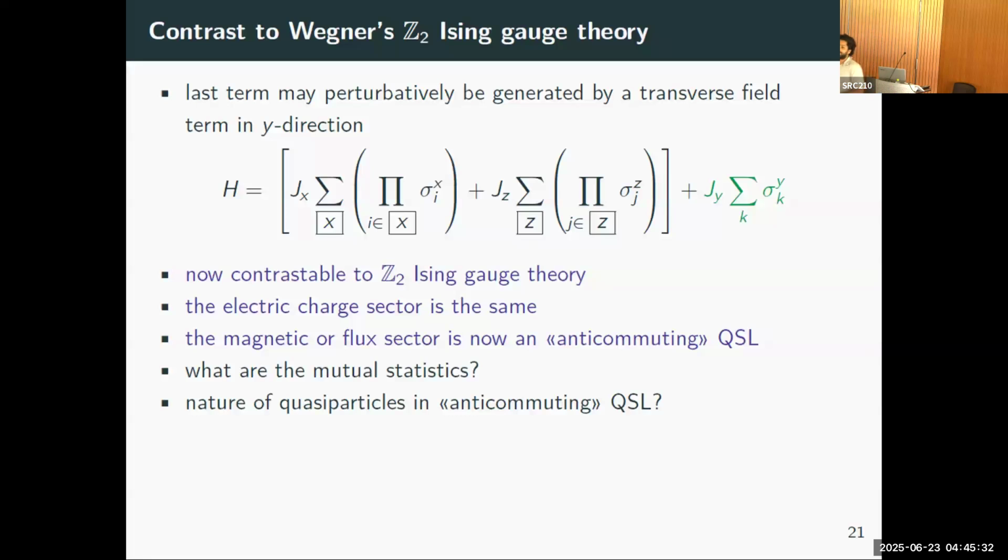Of course, now you can naturally ask what are the mutual statistics, just like we do in Kitaev toric code. And this is not clear. Of course, I can see this mapping to the Jordan-Wigner model and so on, but how to think about the quasi-particles in these anti-commuting spin liquids in terms of the underlying spin variables is, at least in my head, not fully clear. And so I don't know how to answer this question of what is the mutual statistics of the quasi-particles in both sectors, which, for the Kitaev toric code, the anyonic statistics is a very famous result.